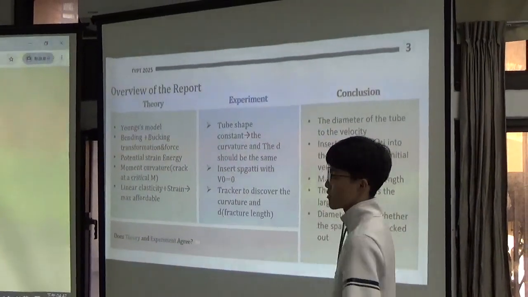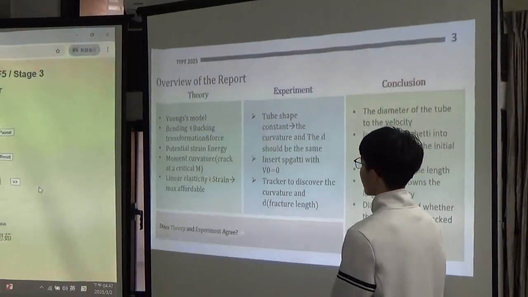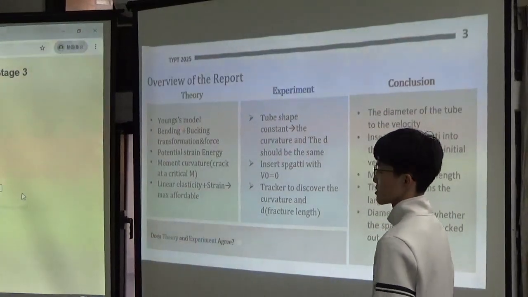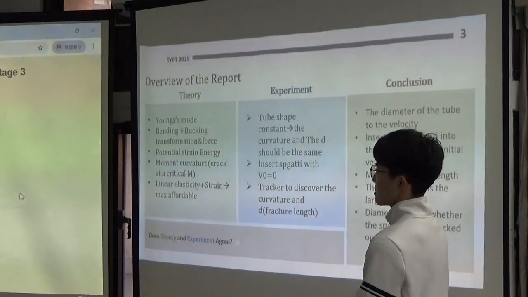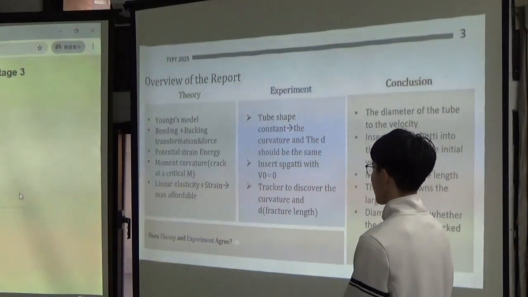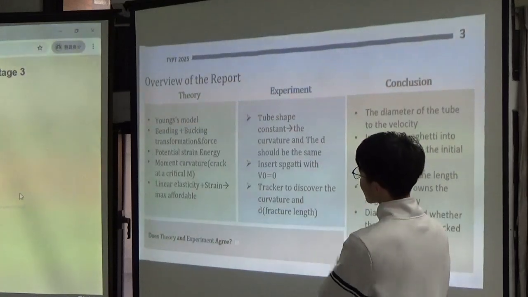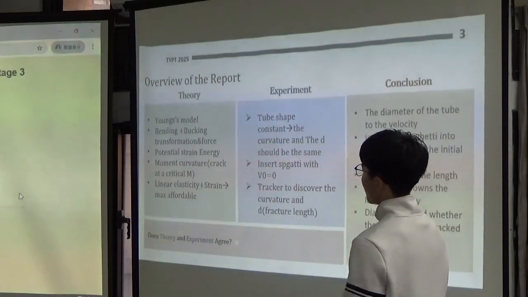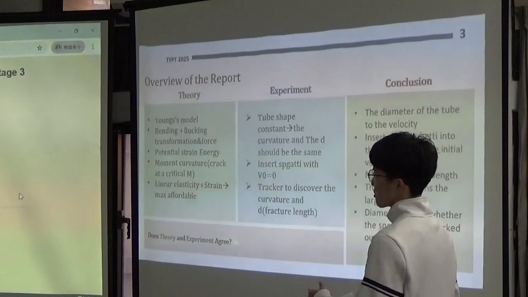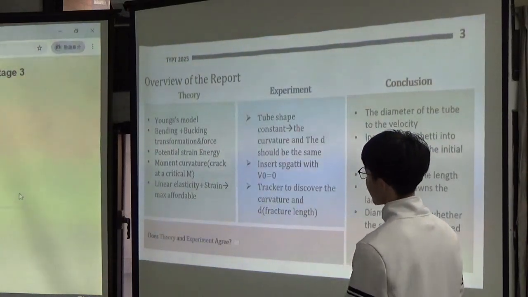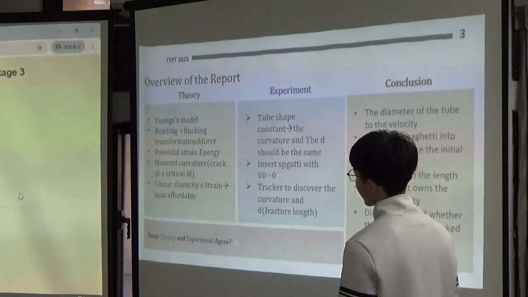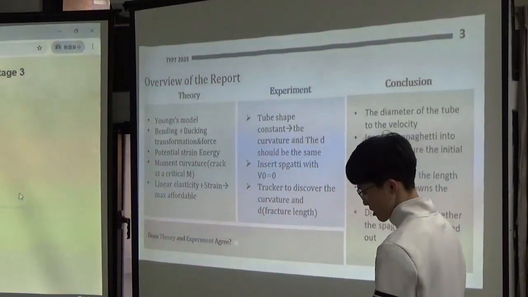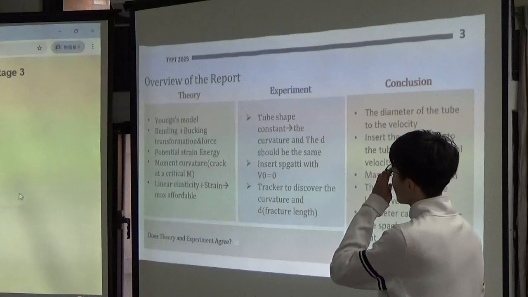And the overall view of the report: in theory, they use the Young's modulus and the bending buckling transformation and force to develop a simple and easy to follow theory. They also mentioned the potential strain energy that spaghetti has, and the moment curvature, which to an extent will make the spaghetti eject out. And they talked about linear elasticity and strain, with the result that there's a maximum affordable force of a spaghetti.